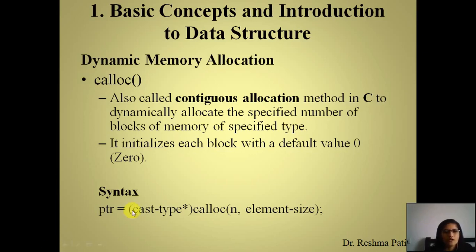The syntax of calloc is ptr equal to cast type star calloc, n comma element size. The difference from malloc is that only the function name is changed. There is malloc, here is calloc, and as for parameters, in malloc there is one parameter, and in calloc there are two parameters, n comma element size.